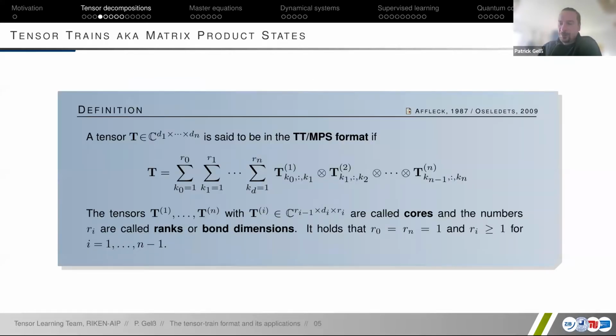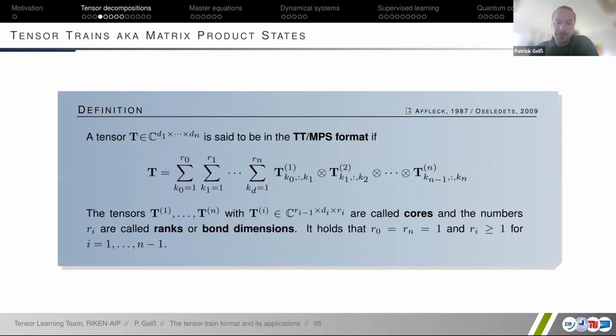So, the very basic definition of the tensor train, also called the matrix product state format. Just as a side note, the tensor train format was introduced to the mathematical community around 2008, 2009. And then it quickly turned out that this format was already invented almost 20 years ago in the quantum community to represent quantum states, and that was called matrix product states.